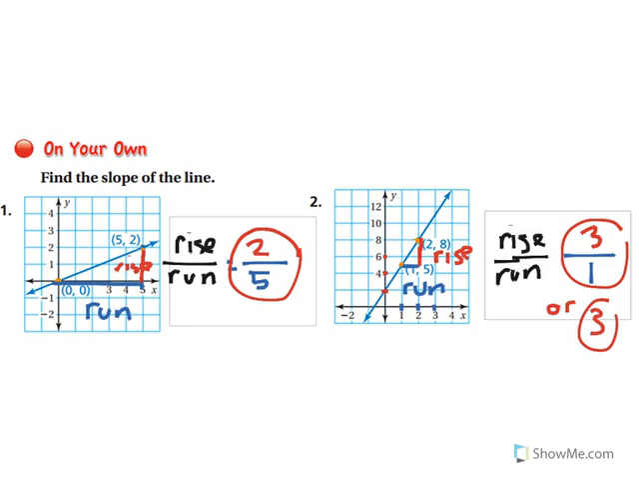By the way, which number is a bigger number? 2/5 or 3? Well, our bigger number is 3. Which of our two lines is steeper, number 1 or number 2? You can see that number 2 is the steeper line. So again, the bigger the slope, the steeper the line. All right, let's move on.